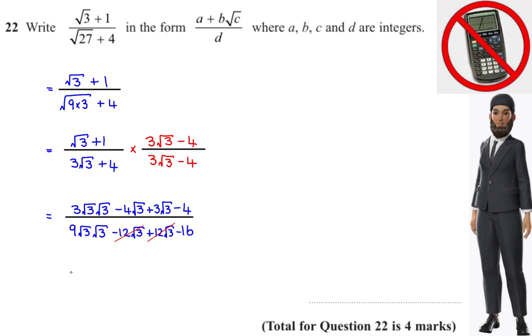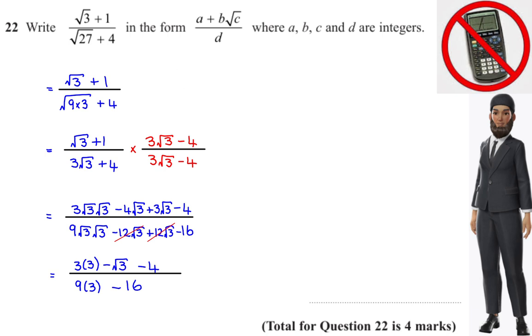Let's set up another line over here. So this becomes 3 multiplied by 3. You've got minus 4 lots of root 3 plus 3 lots of root 3, which will give us a negative 1 lot of root 3. We just say minus root 3. And we have a negative 4 over here as well. And then over here you have a 9. Root 3 times root 3 is just 3. And then you have take away 16.